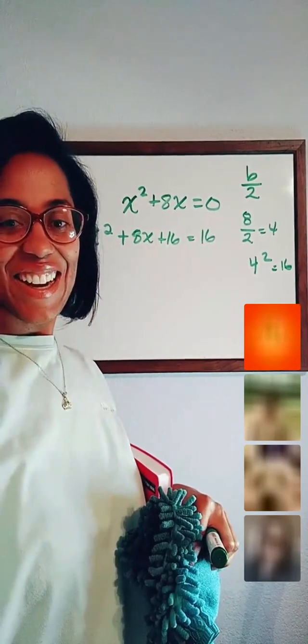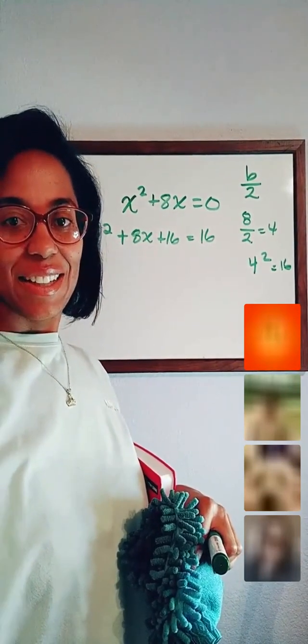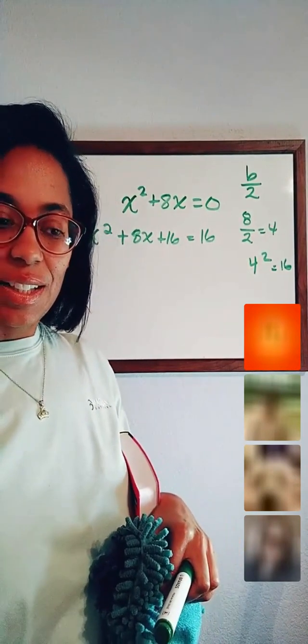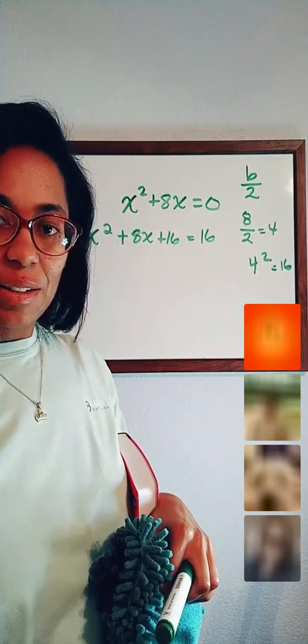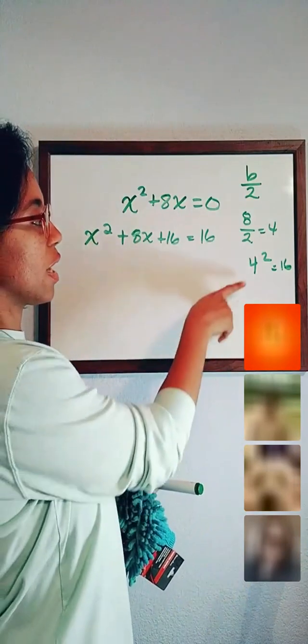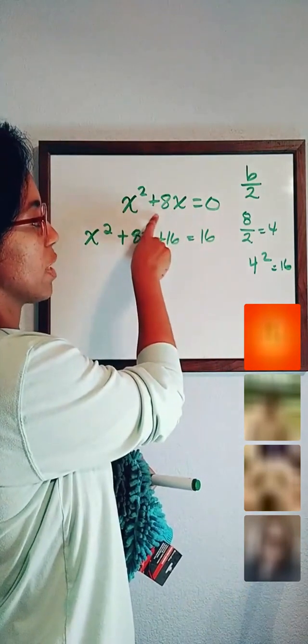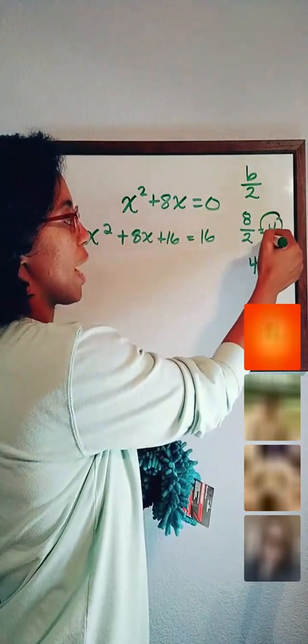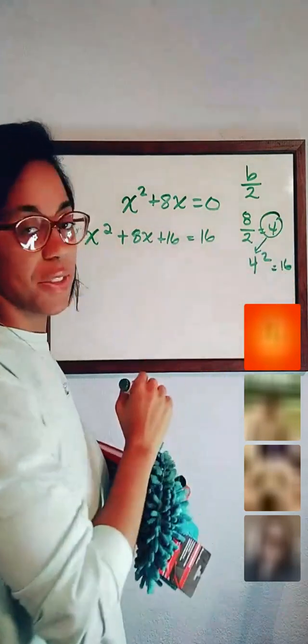Hi, Sheeta. How are you? I'm trying to see how did you get 16. It's called completing the square. I took the middle term, the B term, and we always divide that by 2. Then whatever answer you get from that, you square it. That's where I got the 16.